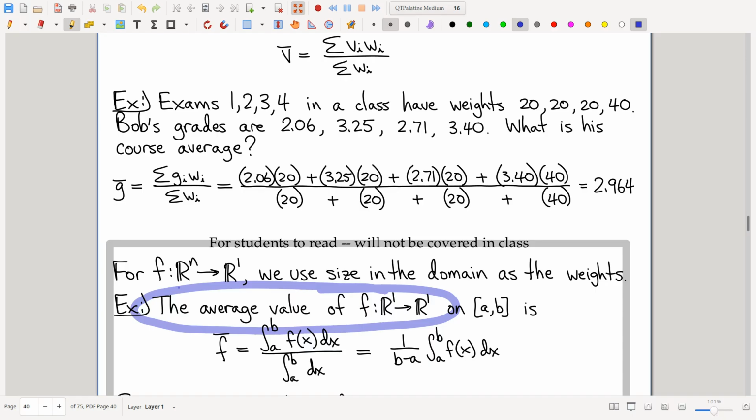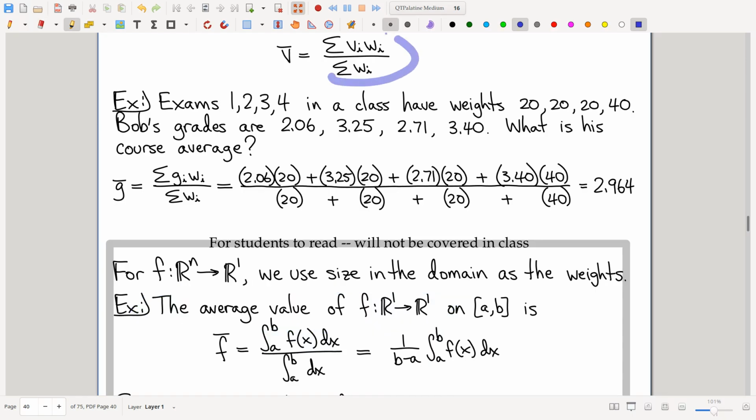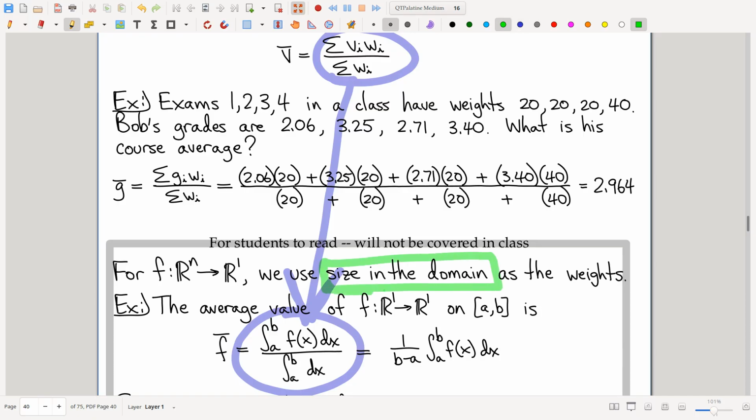And the way we deal with this is we pretty much copy that formula with a little asterisk: size in the domain is what we use as the weights. So dx, being size in the domain, serves as our weights. So it's a pretty natural formula to write down. This is our formula for the average value of a function.